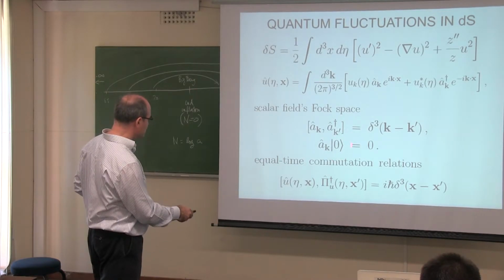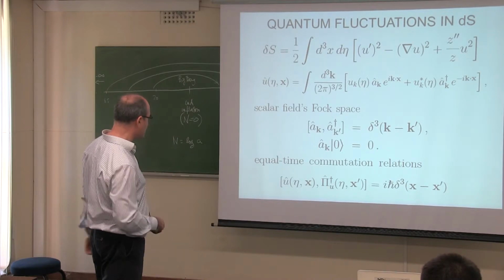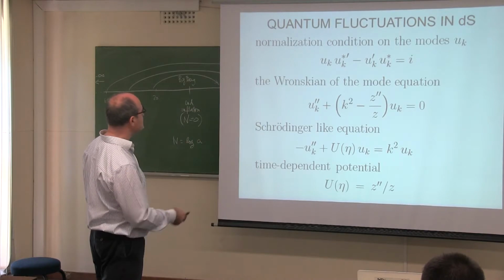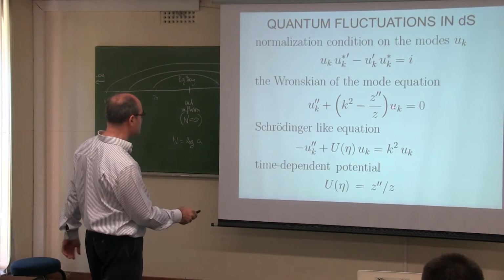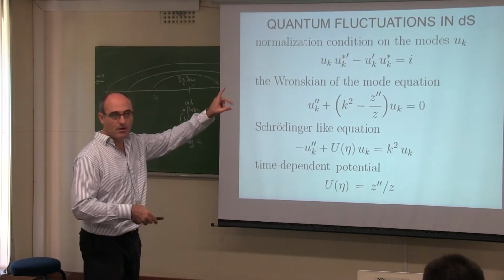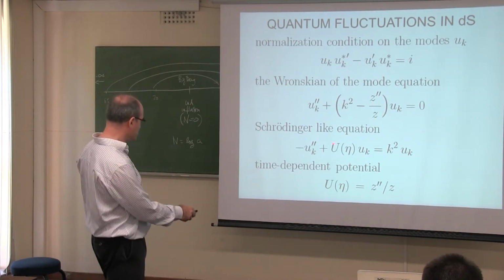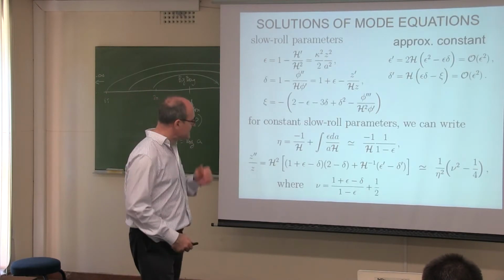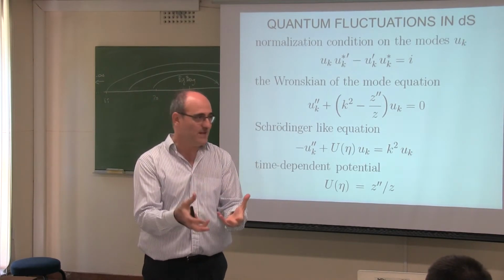So we can write the Fock space vacuum, which is annihilated by the annihilation operators, use equal time commutation relations, and derive from here the initial conditions for the evolution equation of the mode. This can be written like a Schrödinger equation. This would be energy. If you multiply by h bar squared over 2m, it's nothing but your Schrödinger equation with the potential, which is time dependent. And this is the key issue. If the potential is time dependent, then your Fock space is not well defined.